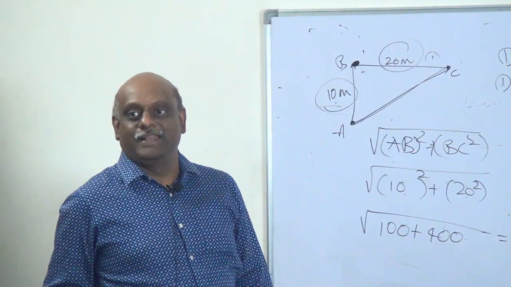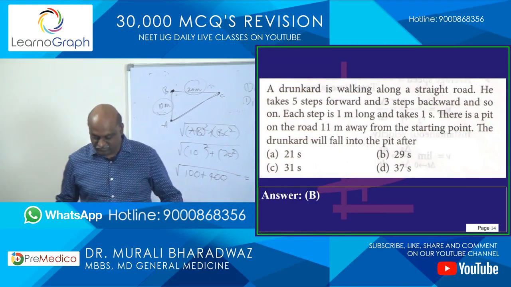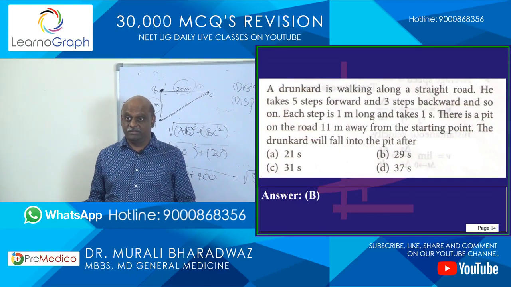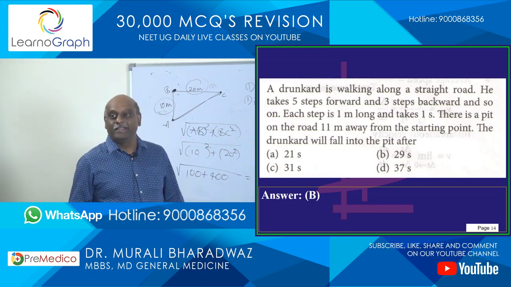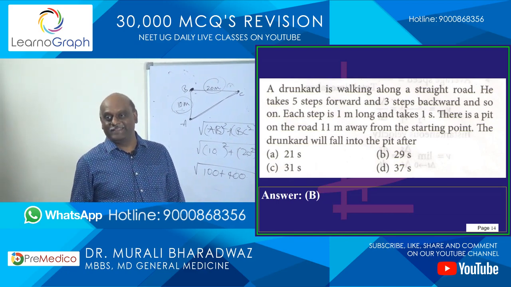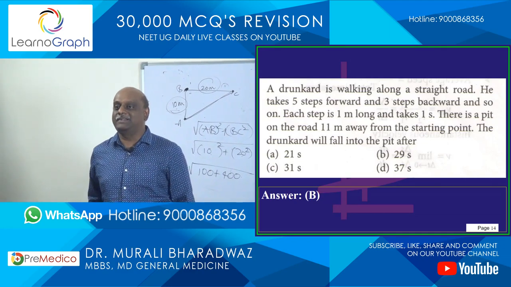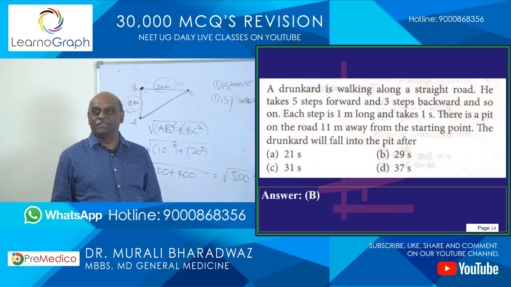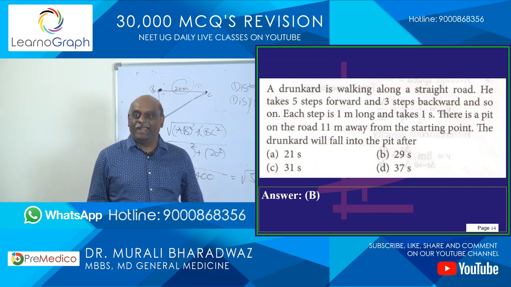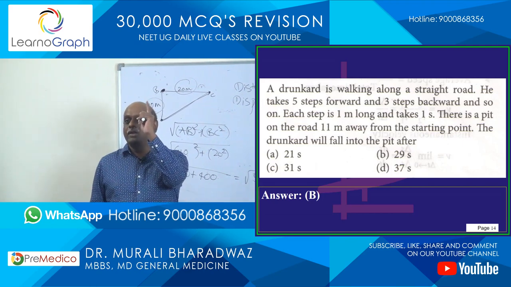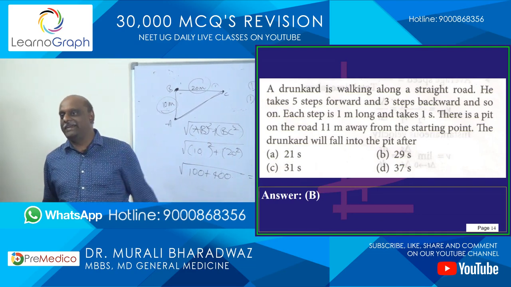Now, let's take up the next question. There is a drunkard. The one who is drunkard, he will walk forward, he will walk backward, he will walk forward, he will walk backward. Examiner enjoys setting up questions like this. So he is walking in a straight road. He takes 5 steps forward and 3 steps backward. And each step is 1 meter long, and each step takes 1 second.